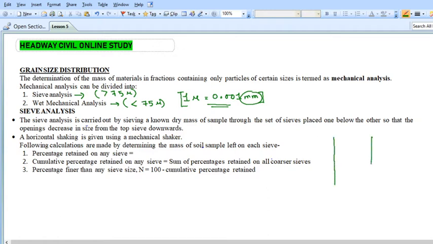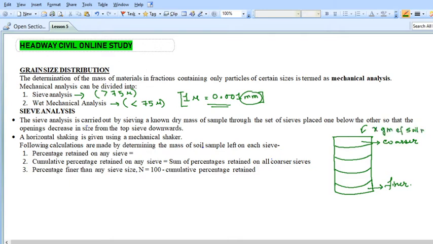If we consider a set of sieves that are chosen, the sieves are arranged like this, and at the bottom there will be a pan, right? The topmost sieve will be the coarser one, that means it will have the larger size of opening, and the lower one will be the finer one, with a smaller size of opening. When we put about say X gram of dry soil mass into this and subject this entire arrangement to mechanical shaking for some time, maybe 10 minutes, it basically depends upon the type of soil, right?